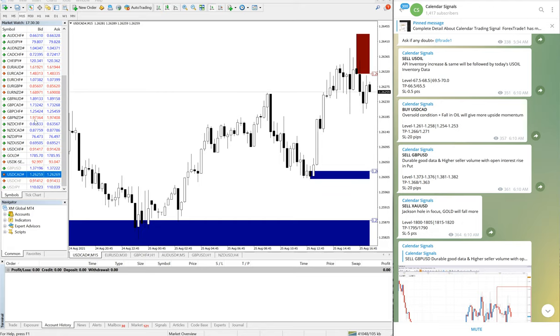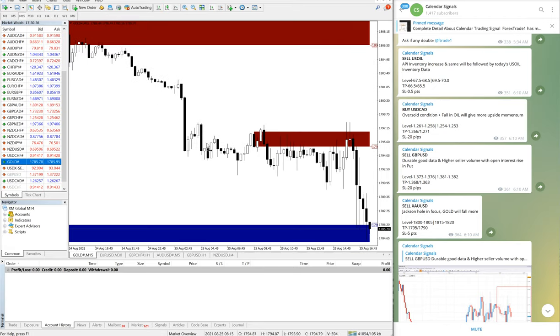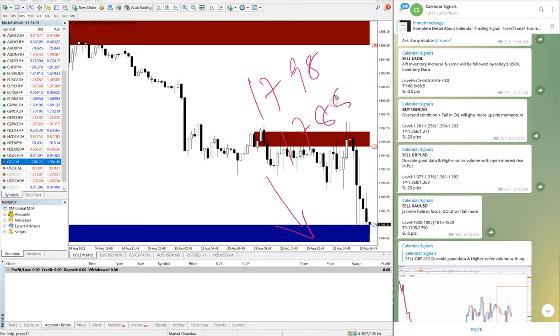XAUUSD. We have given a sell call on XAUUSD. The gold chart is here. Jackson Hole in focus, gold will fall more. So this is the reason we have given. And XAUUSD, as you can see in the live chart here, is still in the downtrend. Gold moved from 1798 till 1785, and it is still moving, and hope it will give further profit. 13 points gain as of now.